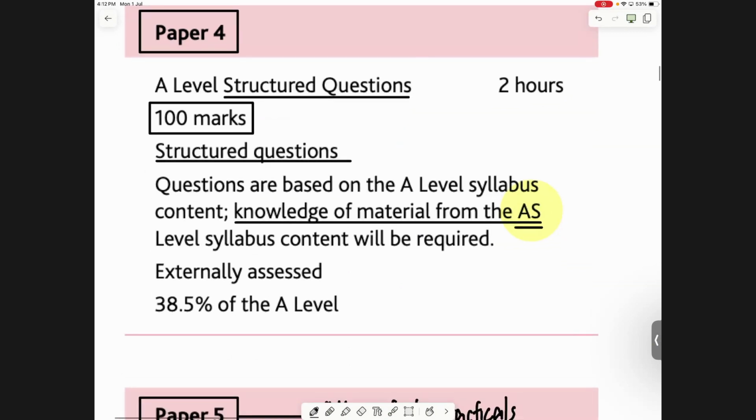And this is the total mark distribution. So it's almost half of your entire A levels. So it's actually 38.5% of the whole A level. So you can say 40%. So your AS A2 combined, this paper holds the biggest value.